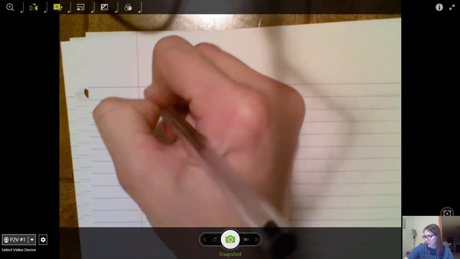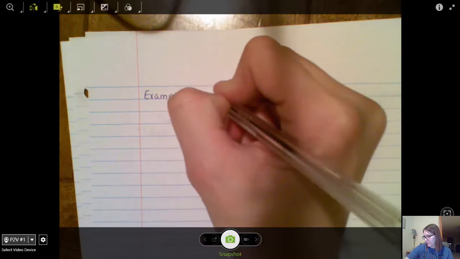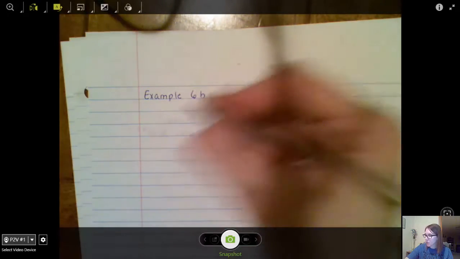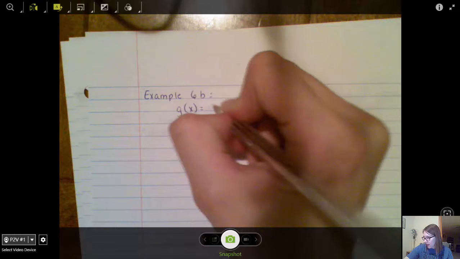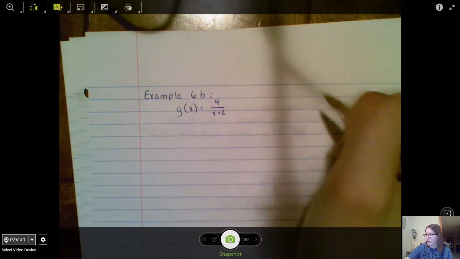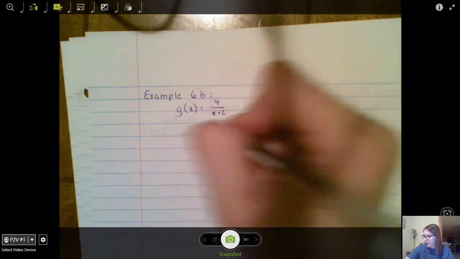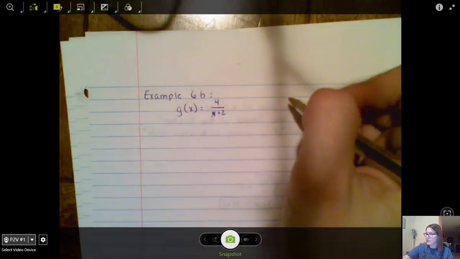I wasn't going to do a second example of example 6, but this is pretty hefty. So we'll do another one, example 6b. Okay. Same setup as before. Let's do g of x is 4 over x plus 2. And the same questions that we worked with in the last example.